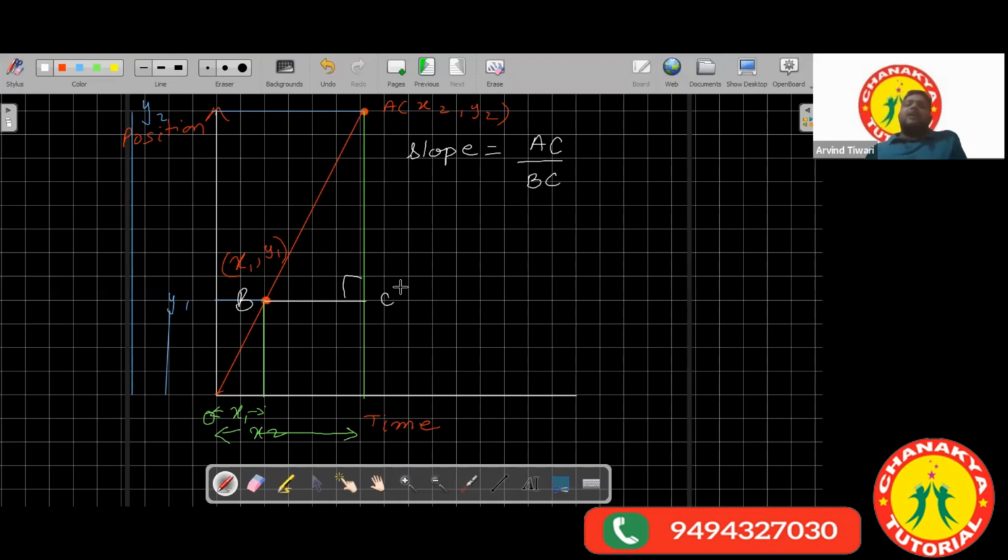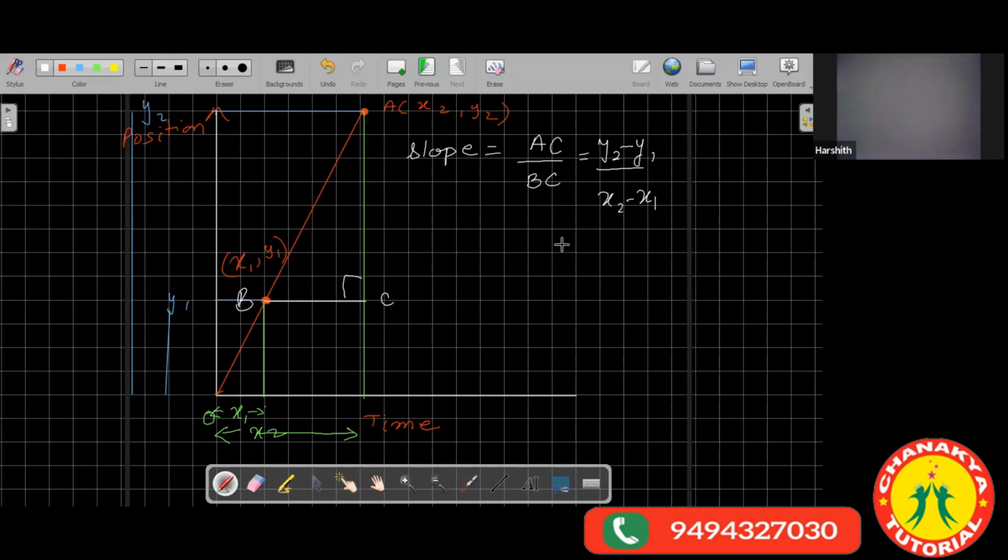Now the length of AC is going to be y2 minus y1. Any problems here? And the length BC is going to be x2 minus x1. Got it? So in this way, I'll be getting the slope as y2 minus y1 by x2 minus x1. Anyone having any problem up to here? How do we find out the slope?